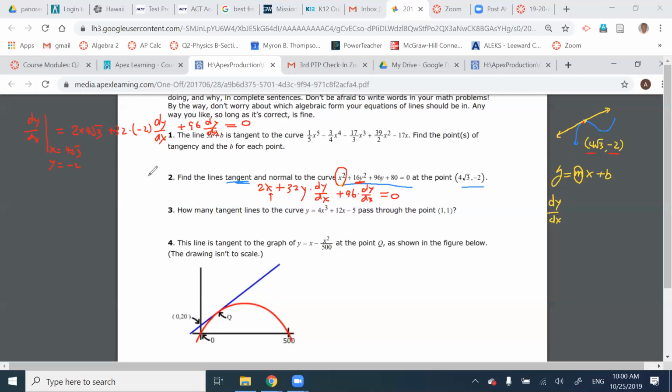Now, what's our job right now? We're looking for dy/dx, right? How do you solve this one? We've got to move this one away to the right side, right? So this is basic algebra. I'll keep this part first.